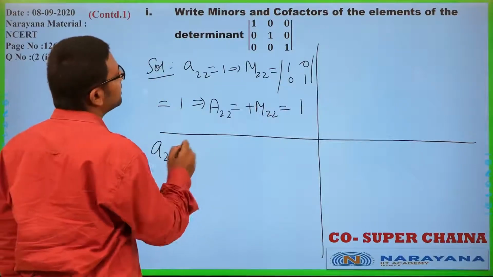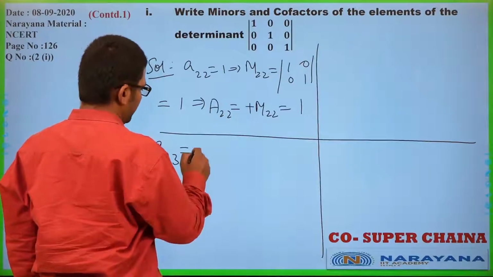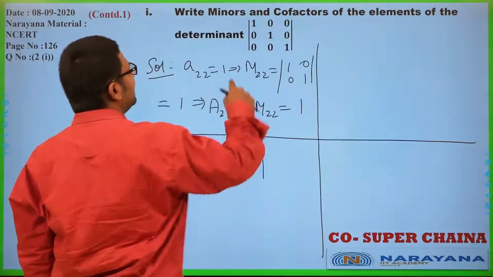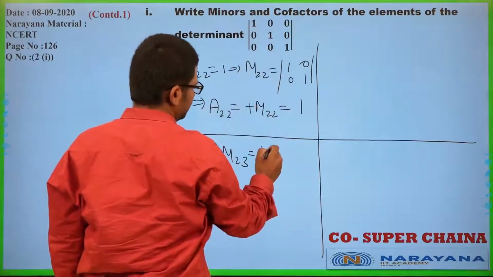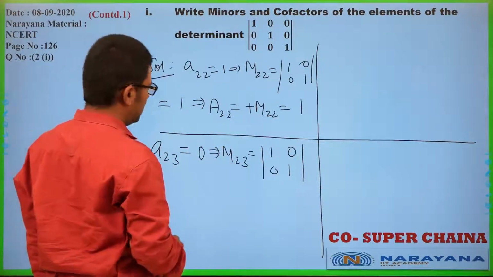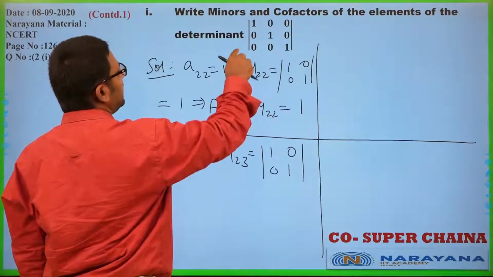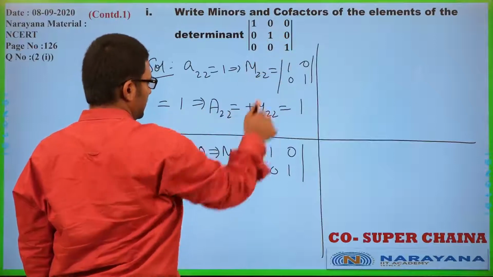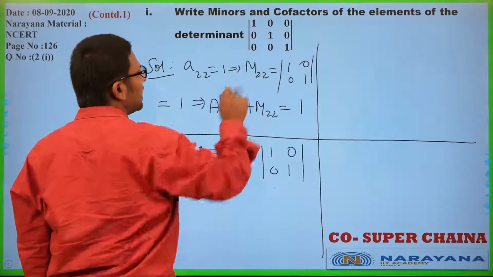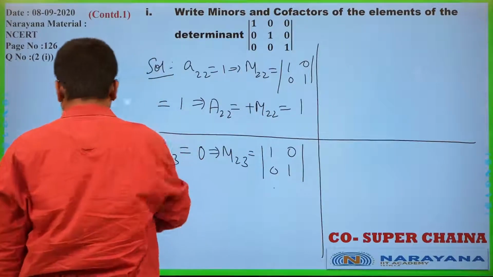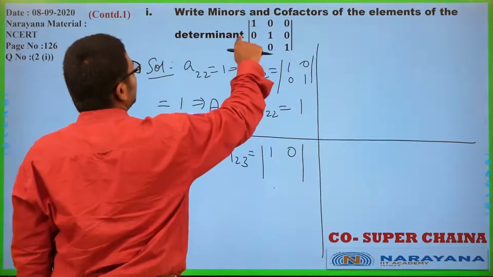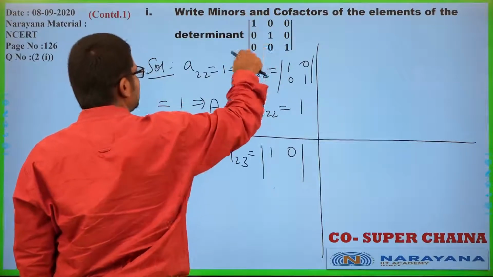Then A23, right? A23 would be the element 0, which means M23 is the determinant. So 2, 3, right? So then 1, 0, 0, 1, right? Which is, just a moment, second row, third column is 0. So I have written this incorrectly. Why? Because I ended up using the second row again. I should not use the second row again, right? Let us change this. So M23, leave the second row and second column. So I should get 1, 0, 0, 0.